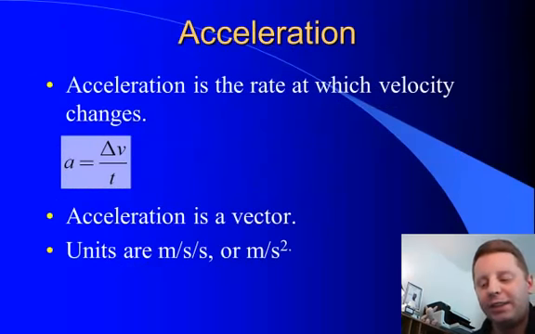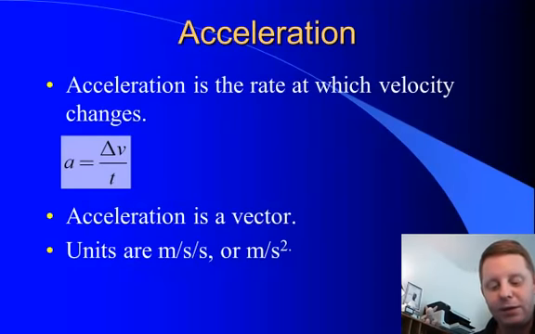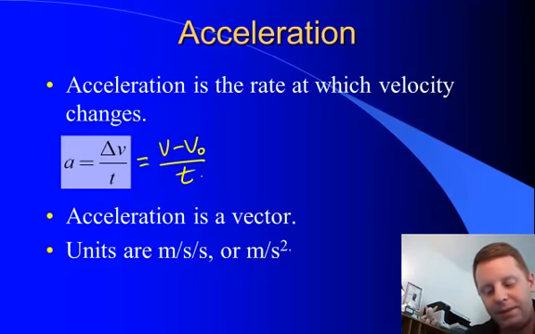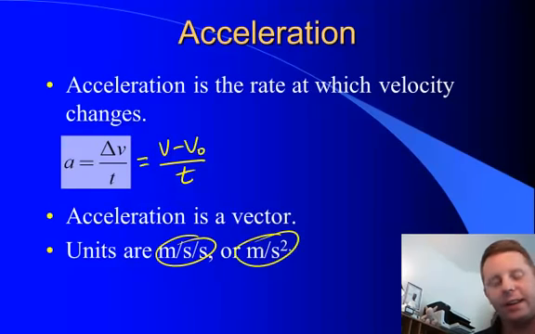Finally, acceleration is the rate at which velocity changes, and acceleration also is a vector. It's your change in velocity divided by time, so that could also be written as v minus v naught over t. It's a vector, and its units are meters per second, or meters per second squared. That sounds a little funky, meters per second squared, but it really is saying if you have an acceleration of 5 meters per second squared, that's 5 meters per second per second. It means your velocity is changing 5 meters per second every second.